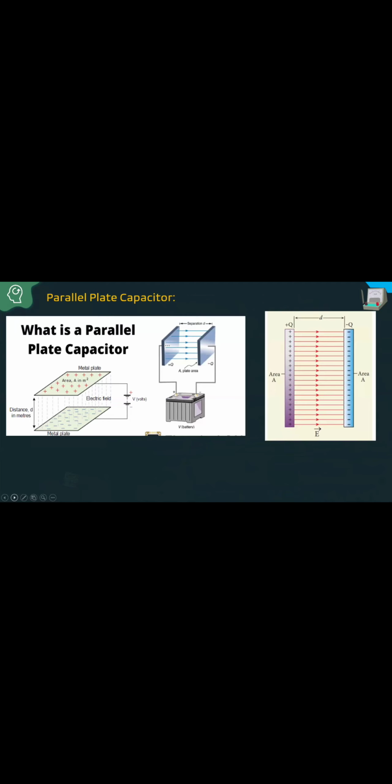Students, I told you already, according to Gauss law, the electric field E equal to lambda by epsilon. This is the electric field. You can also write the electric field equal to V by D.